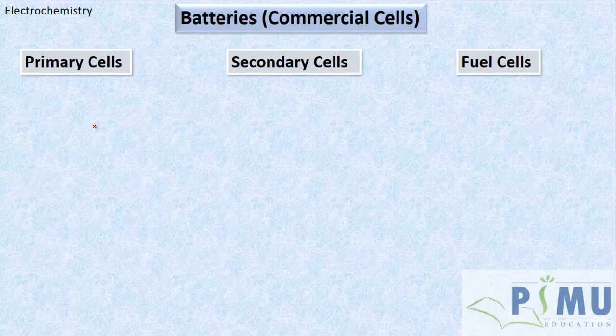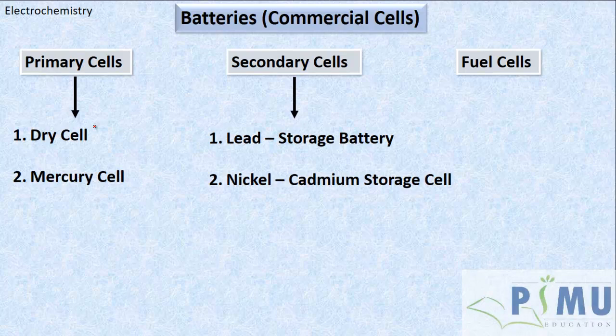Fuel cells are a special type of galvanic cell which we discuss later. Primary cells are further classified into dry cells and mercury cells. In secondary cells, we are going to study lead storage battery and nickel cadmium storage cell. First, let us study about the dry cell.